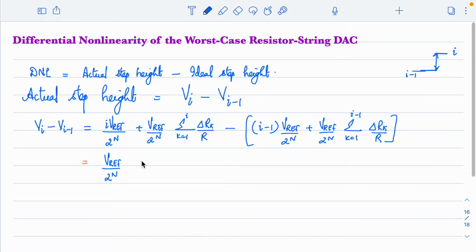You will have this Vref by 2 to the power of n, then again Vref by 2 to the power of n, and this difference will give you delta Ri by R, because till delta Ri minus 1 both will get cancelled. The only difference is delta Ri by R, or this can be written as Vref divided by 2 to the power of n into 1 plus delta Ri divided by R.